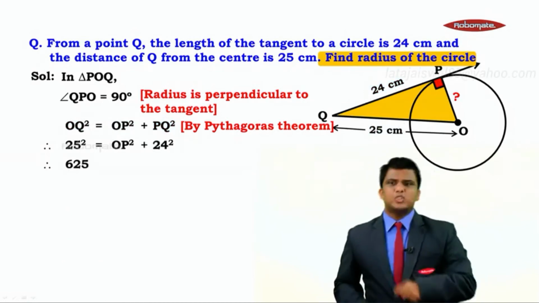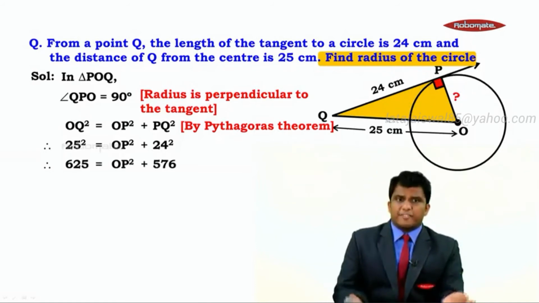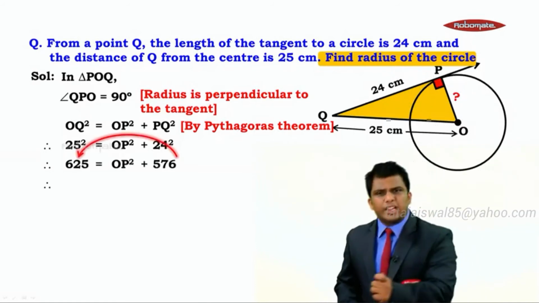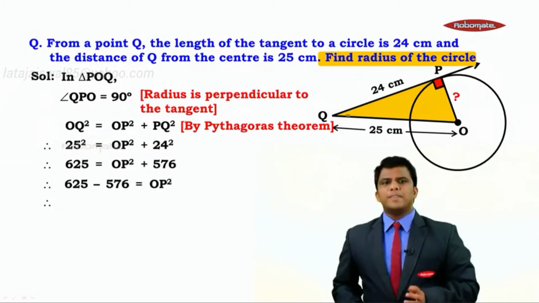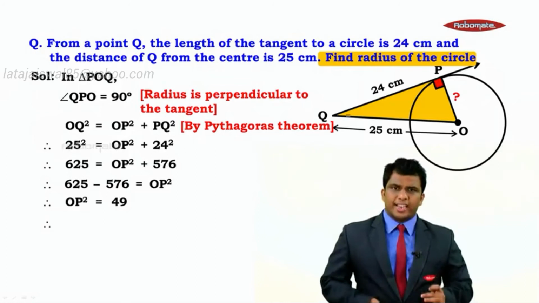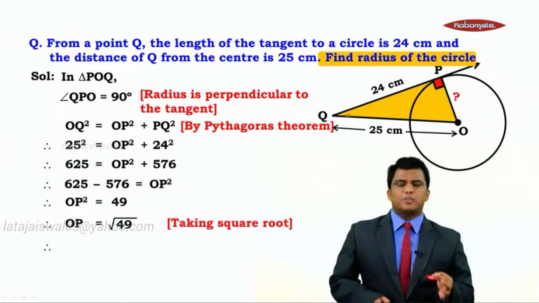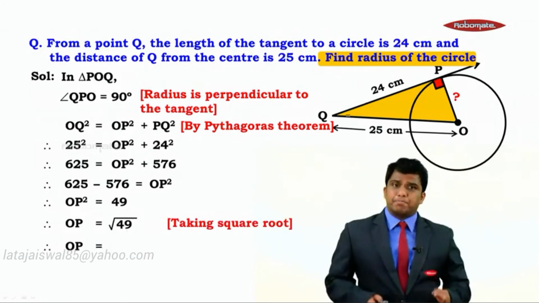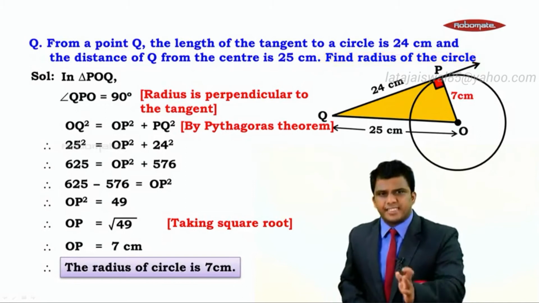Further, 625 is equals to OP square plus 576. So now when we swap it, we now get 625 minus 576 is equals to OP square. Hence, OP square is equals to 49. So when we take the square root, OP is root of 49, which should be equals to 7 centimeter. That means the radius of the circle is equal to 7 centimeter.